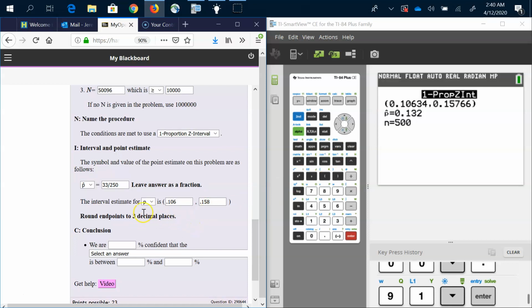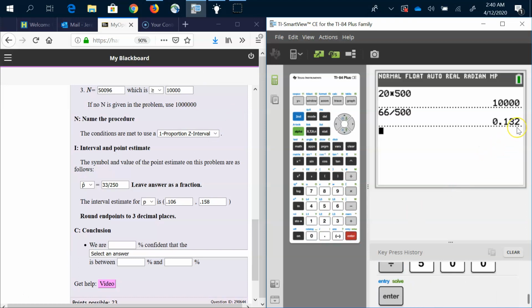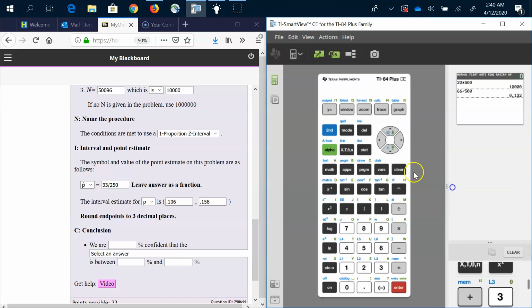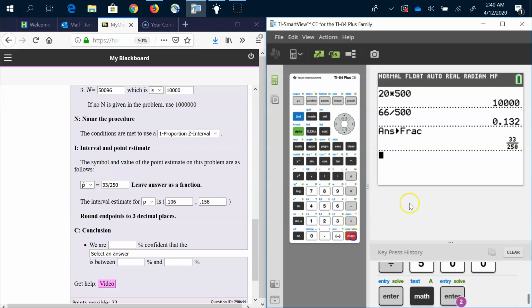All right, now be careful because maybe another problem will say round to 4 decimals or 5 or 2, so make sure to read that. I did want to make sure that we reduce this correctly, so I'm going to hit second quit on the calculator and enter 66 divided by 500. And there's the 0.132. That's the decimal version. It did want it as a fraction. So if you hit math, and the first option is fraction, you hit enter, it will take that decimal and convert it to 33 over 250, and that's what we have.